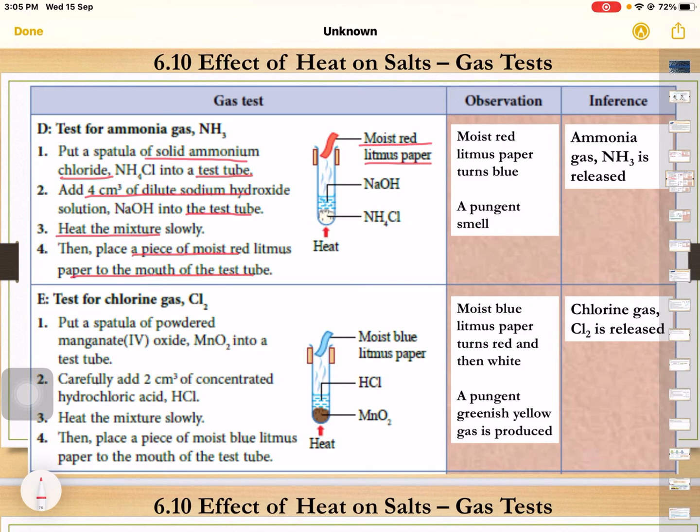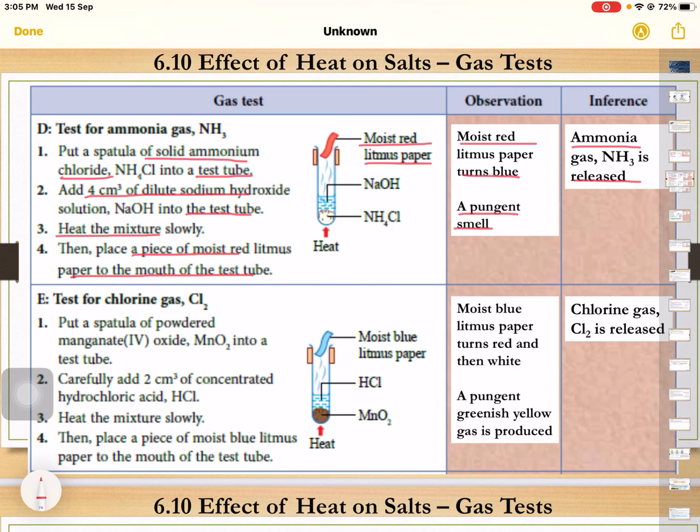And then if the moist red litmus paper turns blue and also releases a pungent smell, it means ammonia gas is released. Okay. So, ammonia gas is released is the inference. The observation is the moist red litmus paper turns blue.